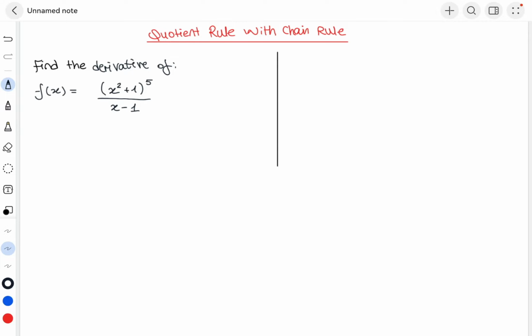Today we will be solving quotient rule with chain rule. In some equations we might encounter using both quotient rule and chain rule. To remind you, quotient rule is whenever we have a numerator and a denominator, where we denote them as u over v. Their derivative, f prime of x, would be u prime v minus v prime u all over v squared. That's for the quotient rule.